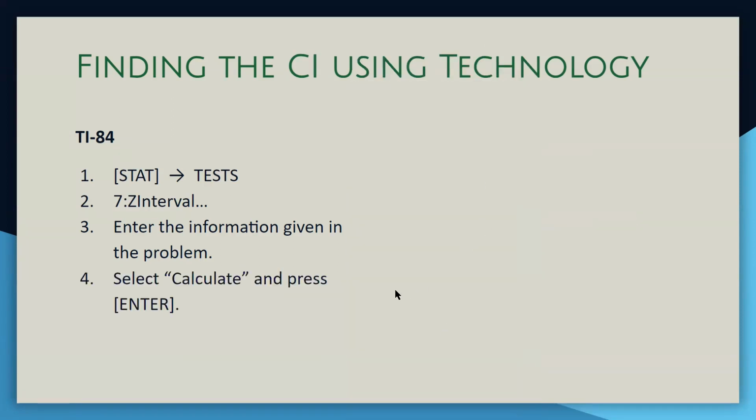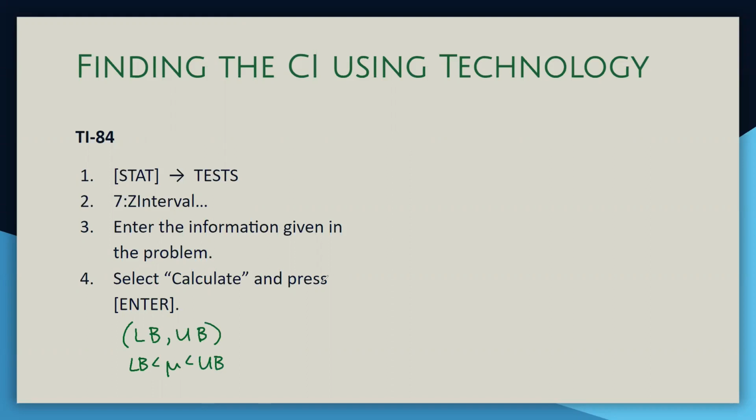Once you've filled in that information, you're just going to press select, calculate, and then enter, and it will spit out your confidence interval in that ordered pair format, which is what your book's using. It's going to spit out the lower bound of your confidence interval and the upper bound of your confidence interval. Again, you're going to see me write it this way. Lower bound is less than the population mean is less than the upper bound.